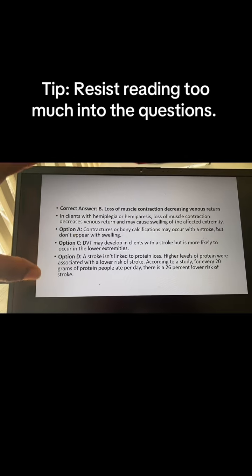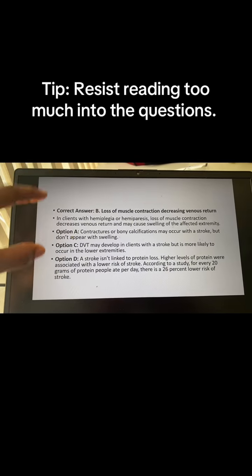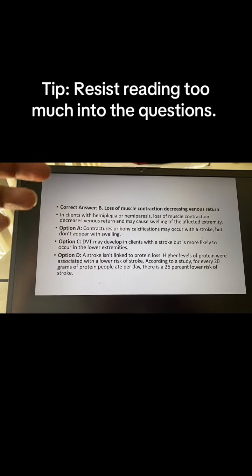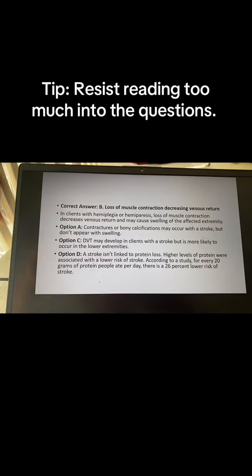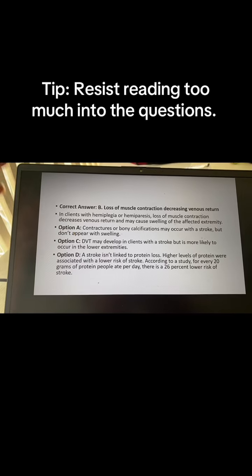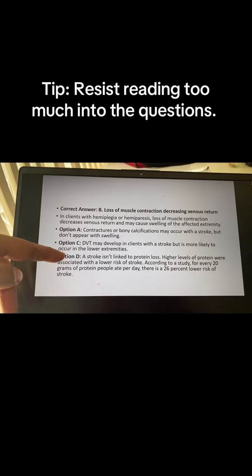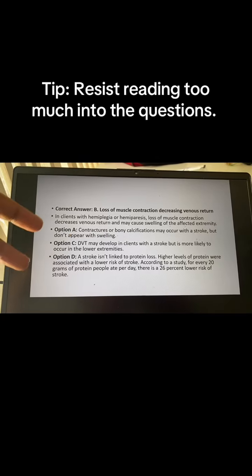Again, this is a nurse's lab question. I love it because it gives you the rationale of the right answer as well as the wrong answers. DVT may develop with stroke, but it's less likely to occur. It's more likely to occur in the lower extremities. DVT and contractions may happen, but they don't usually cause the swelling. And D, protein loss is not associated with stroke.